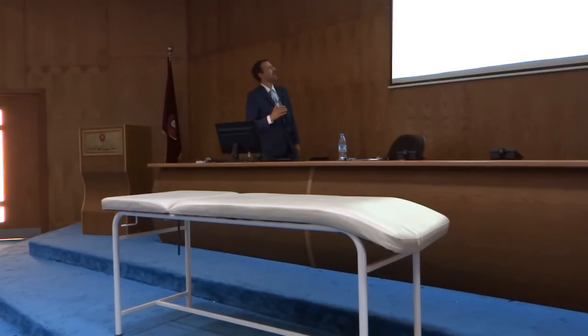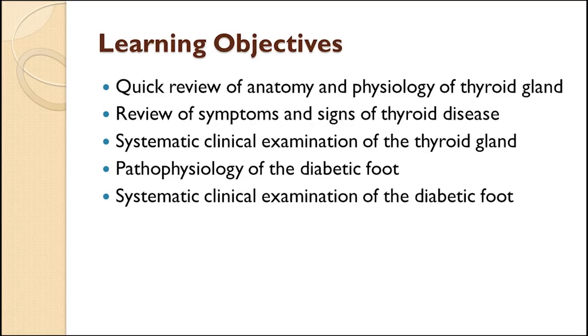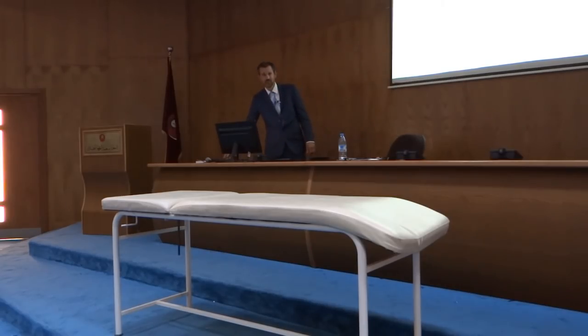Right, try again. So we're going to quickly review the anatomy and physiology of the thyroid gland, then review the symptoms and signs of thyroid disease, moving on to a systematic approach to examining the thyroid gland. Then we're going to move on to the diabetic foot, quickly look at the pathophysiology of what happens, and then a systematic review of how you examine a diabetic foot. Does that sound okay?